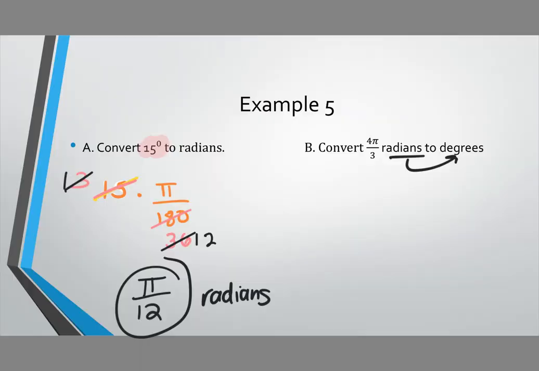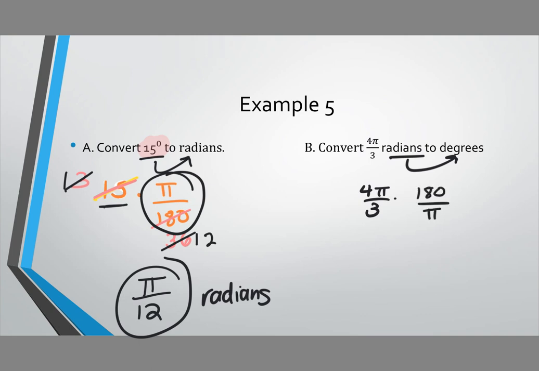So for A, we converted degrees to radians. We took the 15 degrees and multiplied it times pi over 180, and then cross-canceled and ended up with pi over 12 radians. For B, we're going the other direction. We want to go radians to degrees. So 4 pi over 3 gets multiplied times 180 over pi. The pi's cancel because they're diagonal from each other.